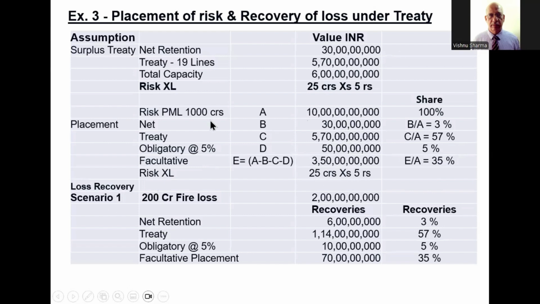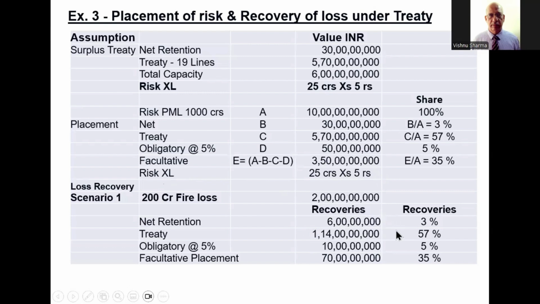Now see, there is a loss of 200 crores in this treaty arrangement. How will the recoveries be done? Retention would be 3%. 3% means 6 crores would be retained. Now this treaty would be utilized to recover this retention amount of 6 crores. So out of 6 crores, 1 crore can be recovered under the risk excess treaty, because the attachment point, the deductible, is 5 crores. So the excess amount of 1 crore can be recovered under the risk excess treaty in this particular case. So the net retention would be 5. This is the net retention.